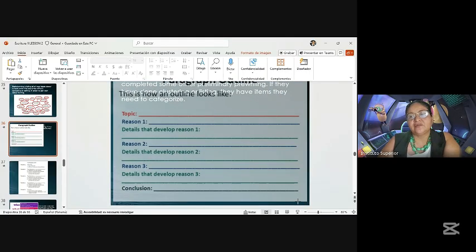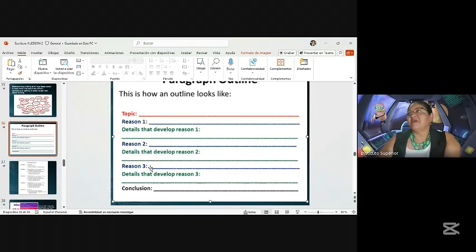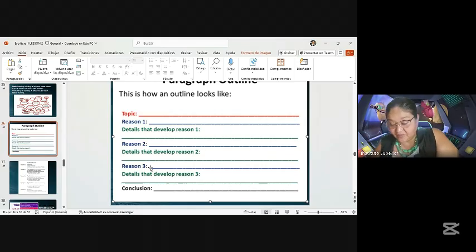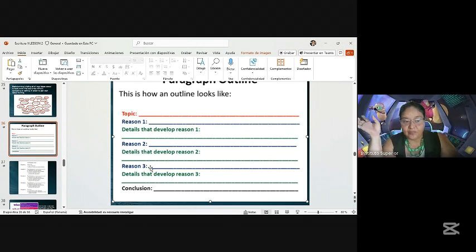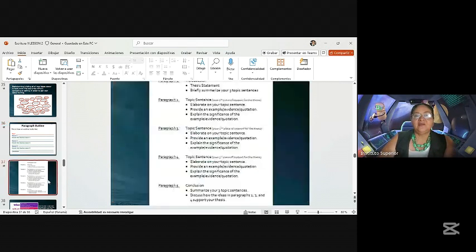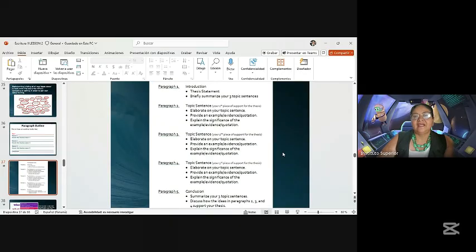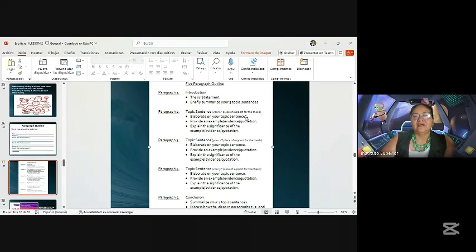Reason 1, reason 2, reason 3, or maybe characteristic 1, characteristic 2, characteristic 3. Maybe point of comparison 1, point of comparison 2, point of comparison 3, depending on the purpose of your paragraph. Here we have an example of an outline, but this is the... we have here in paragraph 1, the introduction, that this is statement and summary.